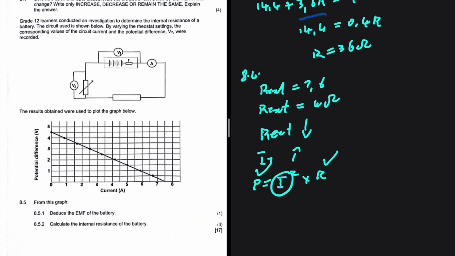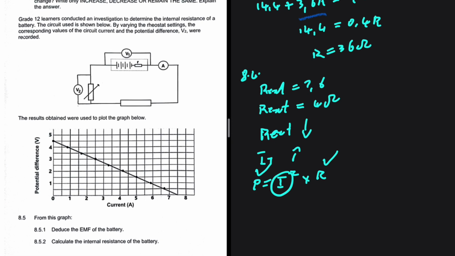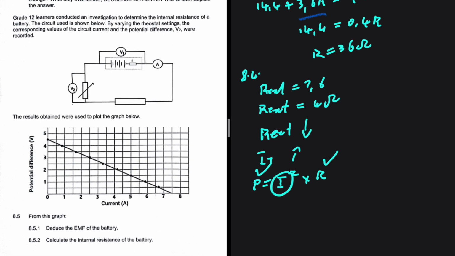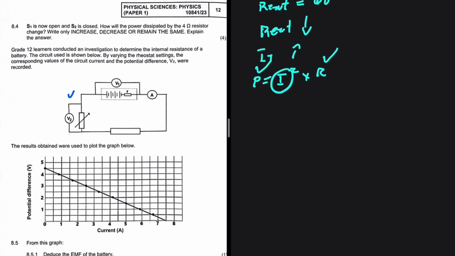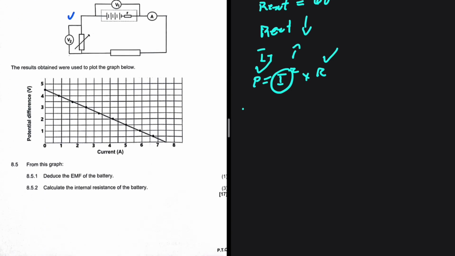8.5, grade 12 learners conducted an investigation to determine the internal resistance of a battery. The circuit used is shown below. By varying the rheostat settings, the corresponding values of the circuit current and the potential difference V2 were recorded. V2 is the voltmeter reading across the rheostat. Let's go ahead and answer our question.